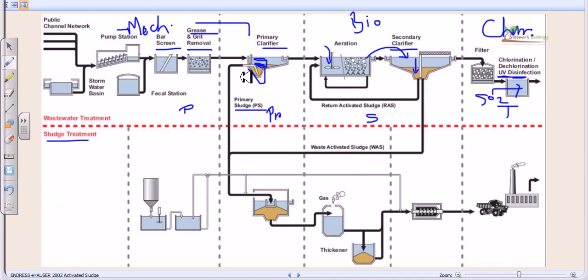So we take all the sludge from the primary clarifier as well as from the secondary clarifier, and we go through the sludge treatment process. Now in any sludge treatment process, there are three different parts. One is the sludge digestion, then the sludge thickening, and then the sludge dewatering. So these three parts are really important during any sludge treatment process.